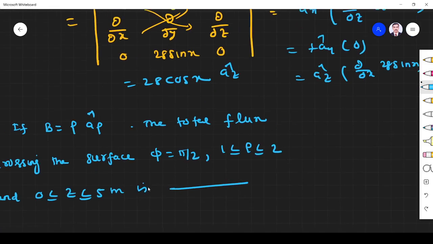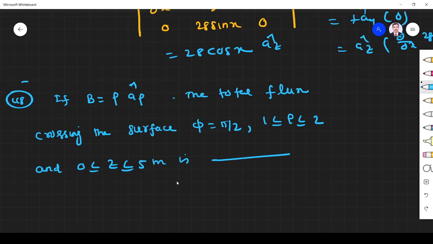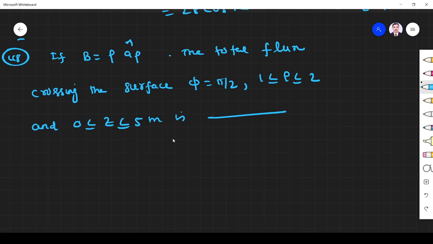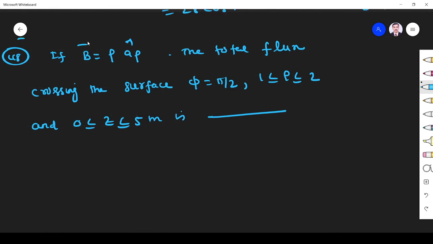Okay. Next problem, if magnetic flux density B is equal to rho a_phi, find the total flux crossing the surface phi equal to pi by 2, rho equal to 1 to 2, and z varies between 0 to 5 meter. So if B is given, what is flux? Flux is equal to double integral B dot ds. B is given, ds we have to find.